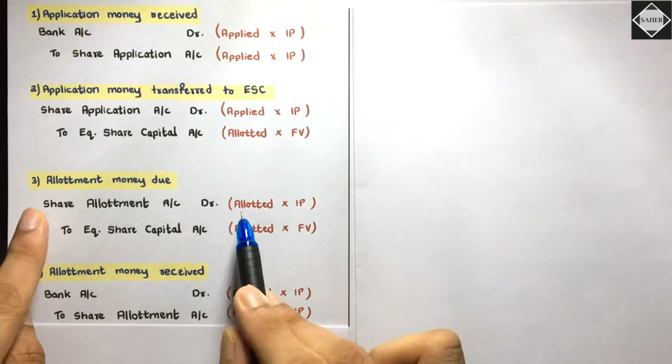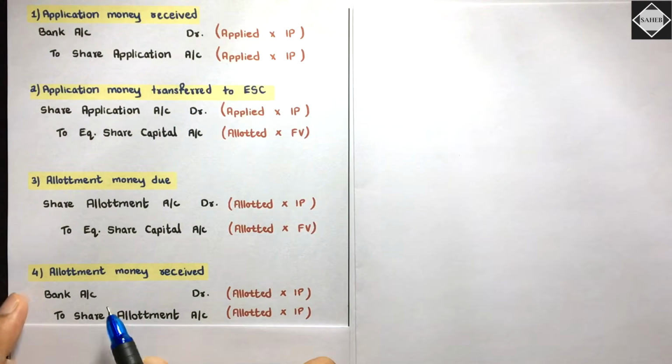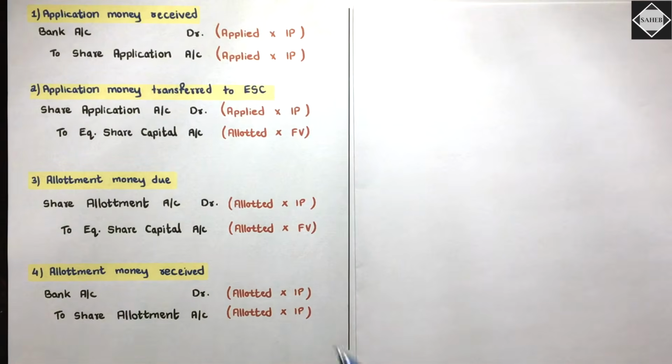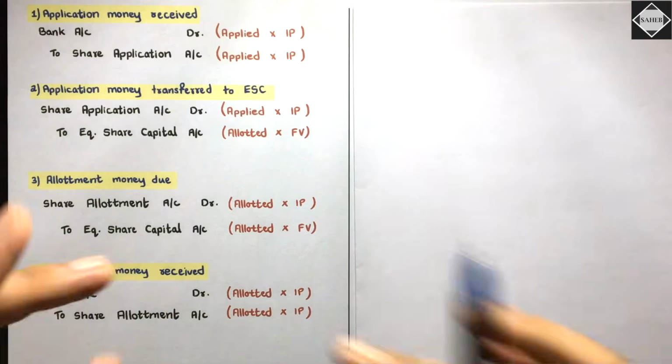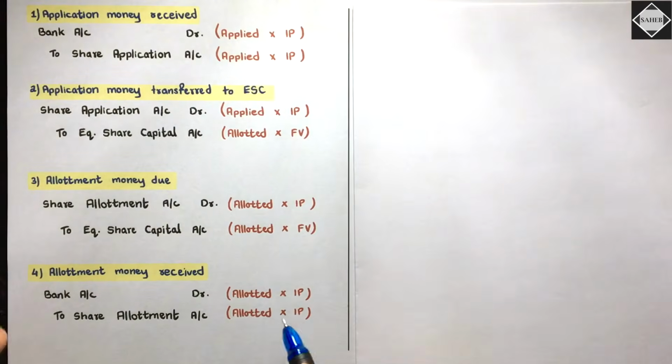Yeah, how much amount did you take over here? 1 lakh, no? So 1 lakh you have to take and you have to cancel. And you will receive the money actually. Yeah, you have received the money. First, what happens? First, we make it due that we have to receive. Then the money is actually received. So the entry will be bank account debit to share allotment.